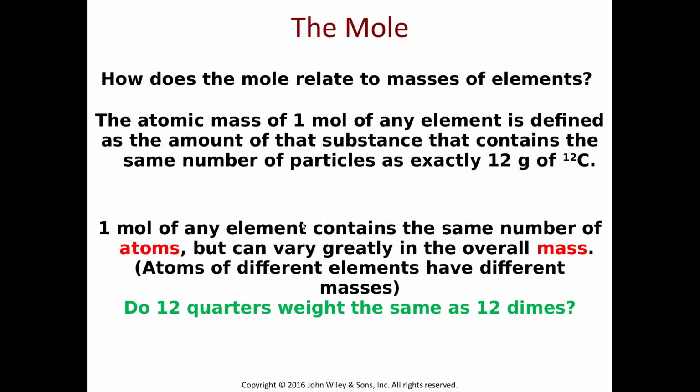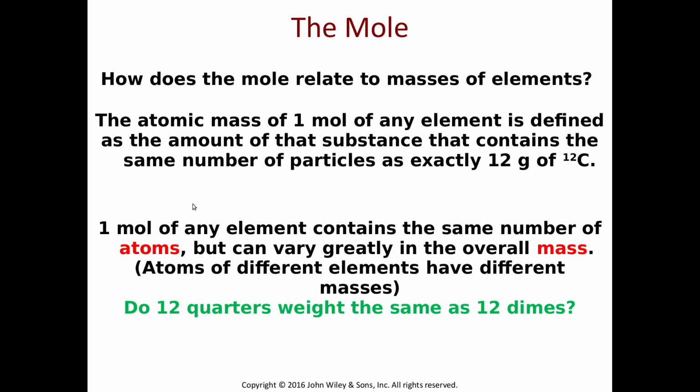The next question we can ask ourselves is, how does this mole relate to the mass of the elements? The answer is that the atomic mass of 1 mole of any element is defined by the standard of comparing to carbon-12. We haven't talked about isotopes yet, but we will in a few slides. The amount of substance that contains the same number of particles is exactly 12 grams of carbon-12. Basically, someone took 12 grams of carbon-12, counted the number of atoms there, and said, that's the atomic mass of 1 mole.